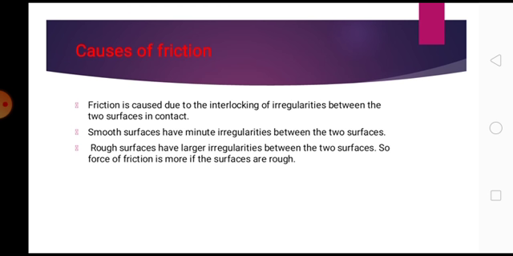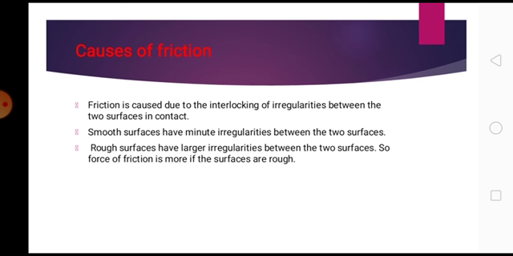Friction is caused due to the interlocking of irregularities between the two surfaces in contact. Friction is caused because of the interlocking patterns that are present in the surface of the object and the ground. Smooth surfaces have minute irregularities between the two surfaces. We think that smooth surfaces don't have irregularities, but they do. They have very few, tiny irregularities. Rough surfaces have larger irregularities between the two surfaces.